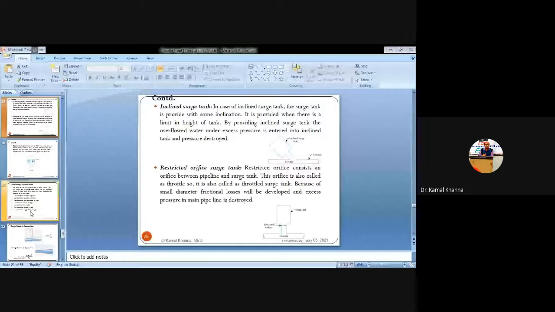Next is the restricted orifice surge tank. You can see here, this is an orifice in between. You can see the cursor of the mouse. This is the conduit, that is a pipe from where the water is being transported, and a small orifice, that is a small hole, is left. On the upper side we have the surge tank.